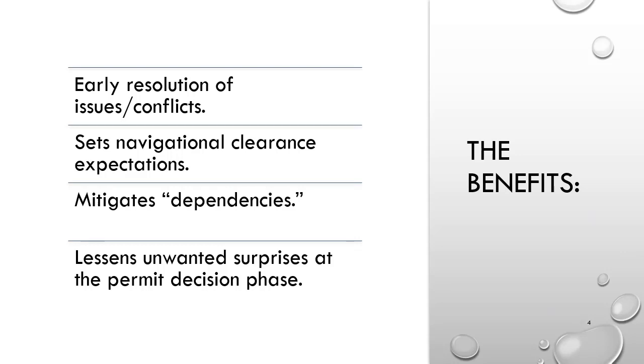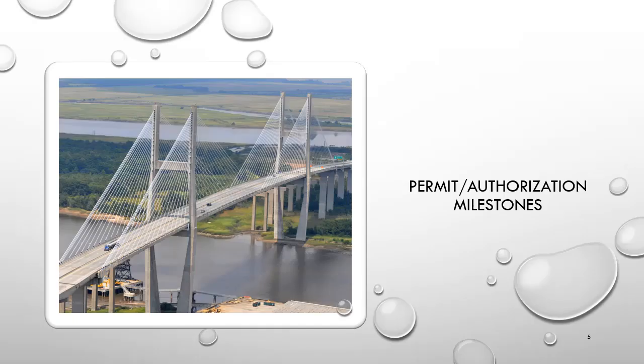Here are the benefits of using the permitting timetable. Resolves issues and conflicts early in the process, sets the navigational clearance expectations early on to inform project alternatives during the NEPA process, mitigates these dependencies, and it lessens unwanted surprises at the permit decision phase. Each federal action, and that is each federal permit or authorization for a project, has designated milestones, which are included on the permitting timetable. Again, ours is the Coast Guard bridge permit.